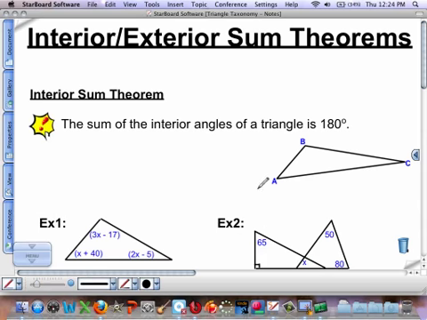So if we look at the general triangle I have over here off to the side, how would I write that out as an equation based on that triangle? Chris? Angle A plus angle B plus angle C equals 180. Okay? That's the big idea. That's all we're going to use today, over and over and over again.